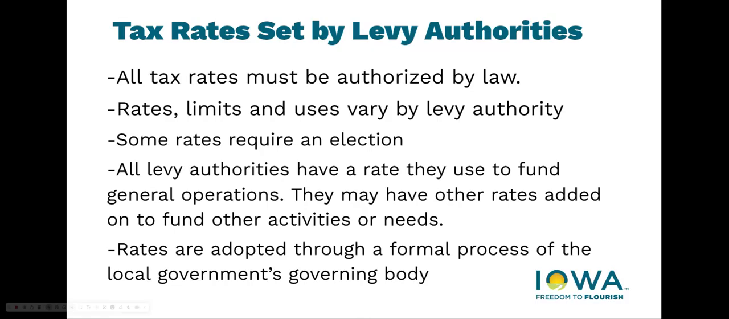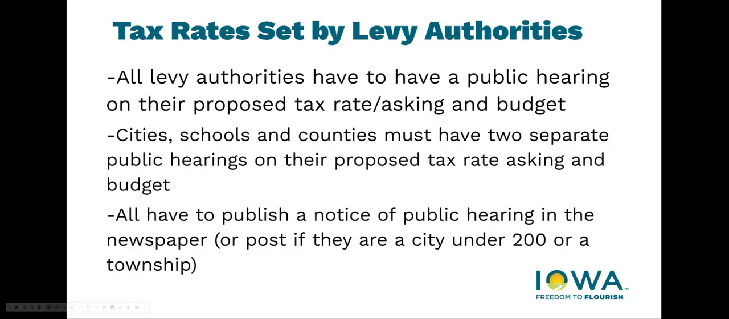And then the rates themselves, as far as what that individual tax year rate is, are adopted through a formal statutory process of that local government's governing body. So the city council is who goes through the process to adopt the tax rates for individuals living in that city. School district, etc. County, the county board of supervisors has to go through a very specific statutory process to adopt their tax rate that will be applied.